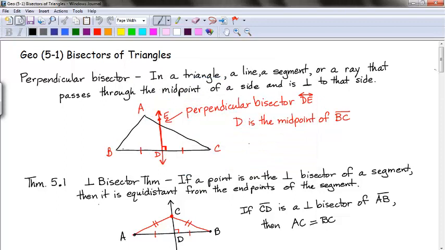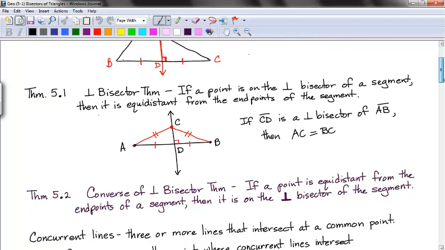Okay, theorem 5.1 is the perpendicular bisector theorem. It says if a point is on the perpendicular bisector of a segment, then it's equidistant from the endpoints of the segment. Okay, here's the segment that I was drawing. The segment was AB. If you bisect that and it's perpendicular, pick any point. I don't care where you pick the point. I pick point C. Then that point C is equidistant from the two endpoints.